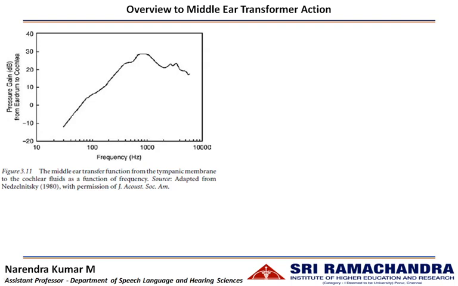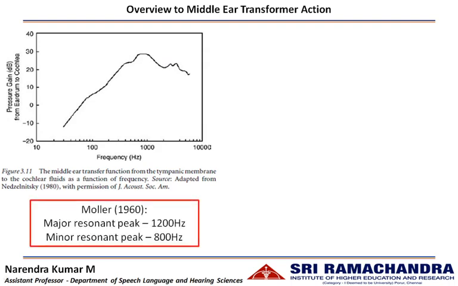The ossicles do not act as a single unit. Also, there are soft tissues in the middle ear cavity which can absorb sounds. And the transformer action is not constant across all frequencies. It varies. Moeller in 1960 stated that the human middle ear system has a major resonant peak around 1200 Hz and a minor resonant peak around 800 Hz.